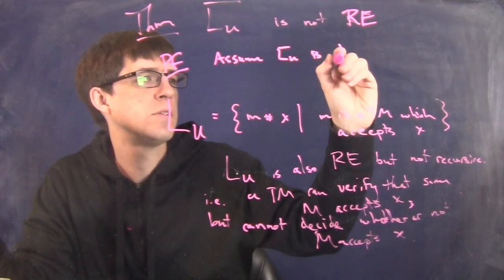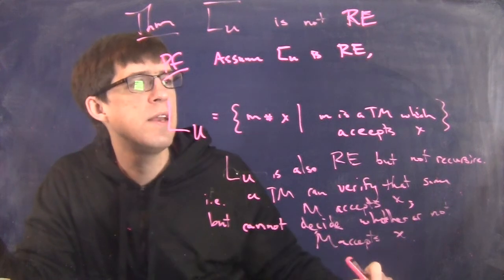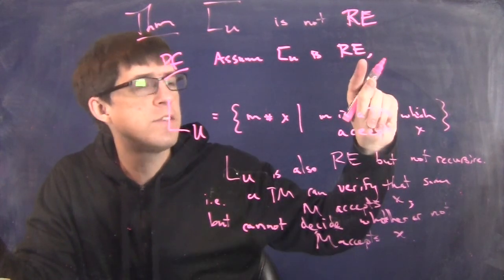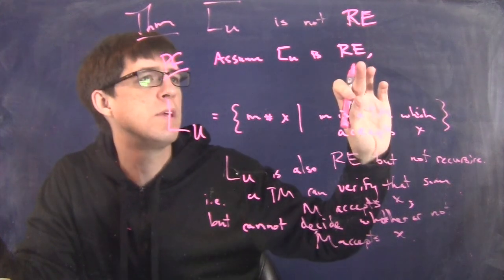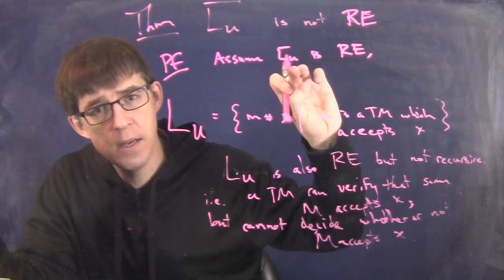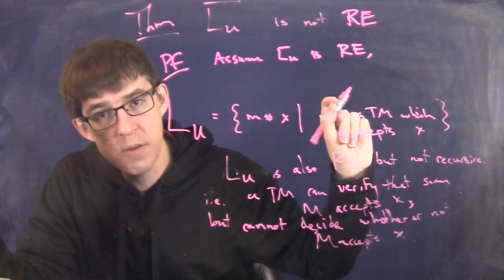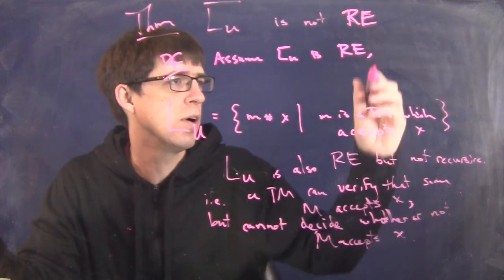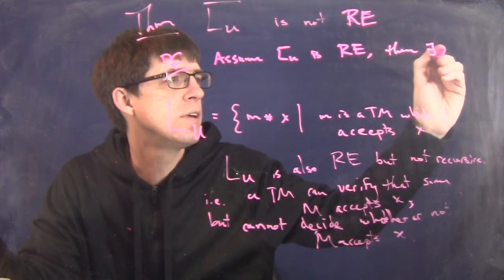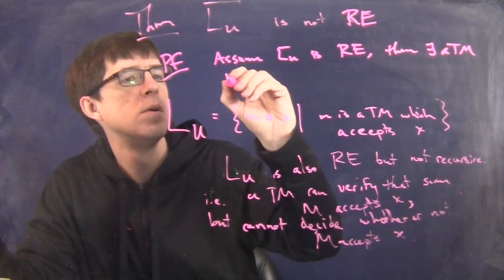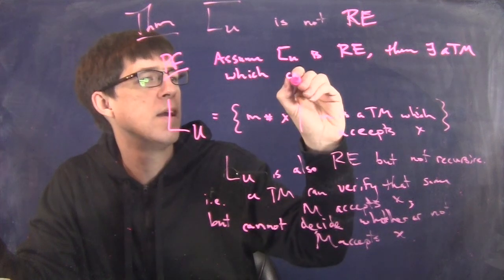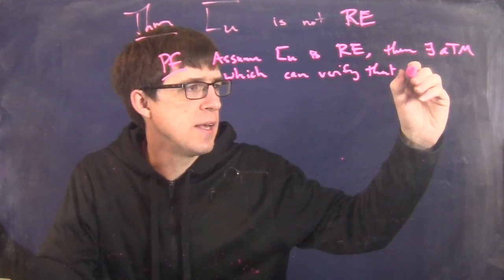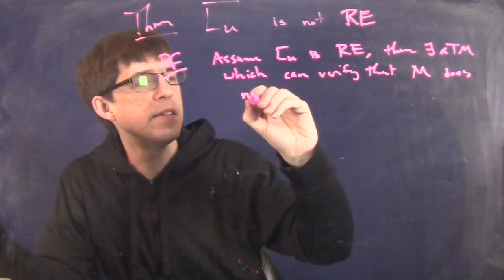Assume LU bar is RE. Then that means that there is a Turing machine. If it's RE, it doesn't mean that you can decide whether or not something is in LU bar, but it does mean if something is in LU bar, you can verify that it is in LU bar. So assume that LU bar is RE, then there exists a Turing machine which can verify that something like m does not accept x.